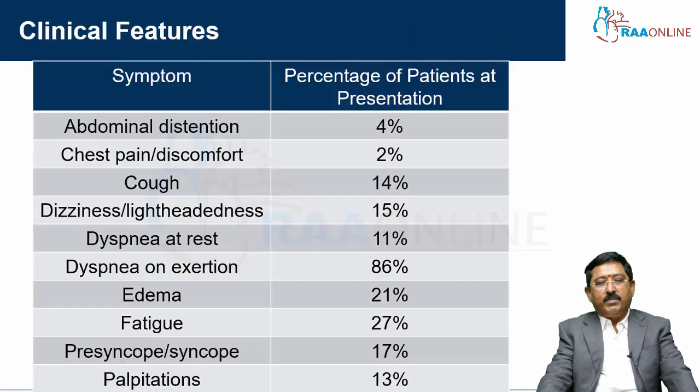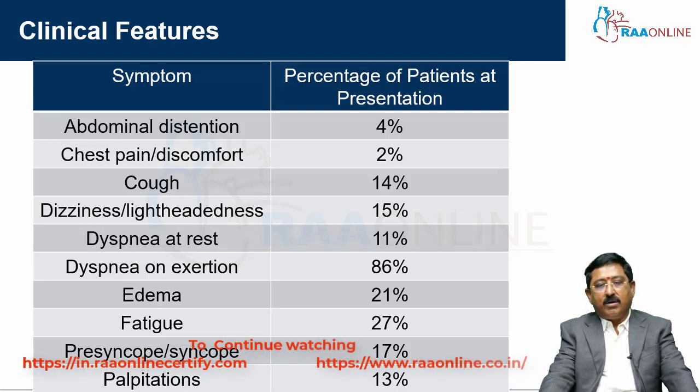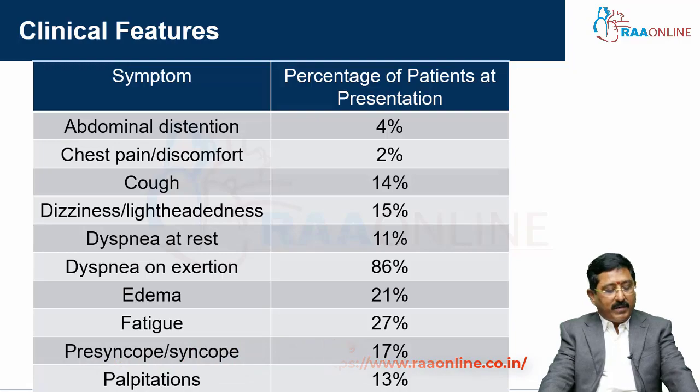What are the most common clinical symptoms in pulmonary hypertension? Most commonly they will present with abdominal distension at first, and the most common presentation is dyspnea on exertion. The second most common is fatigue. They can present with pedal edema, dizziness, cough, syncope, and palpitation. So, these are the most common clinical presentations of pulmonary arterial hypertension.